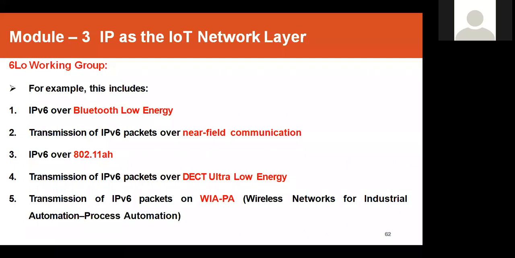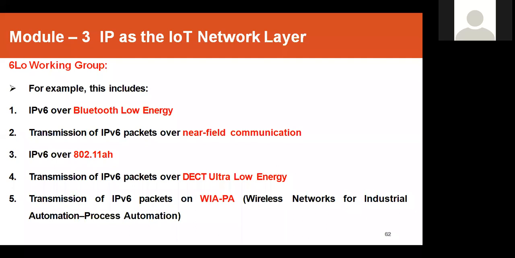And some examples of this group include Bluetooth low energy, NFC. You might have heard about near field communications. I think some mobiles use it, and I have shown you in the classes about my credit card, where it uses this NFC, near field communications. You just pass through the particular devices, automatically it communicates with that device and transmits the amount you wanted to use. And for 802.11ah, for that particular we use this group. And for DECT ultra low energy, where they're transmitting IPv6 packets.